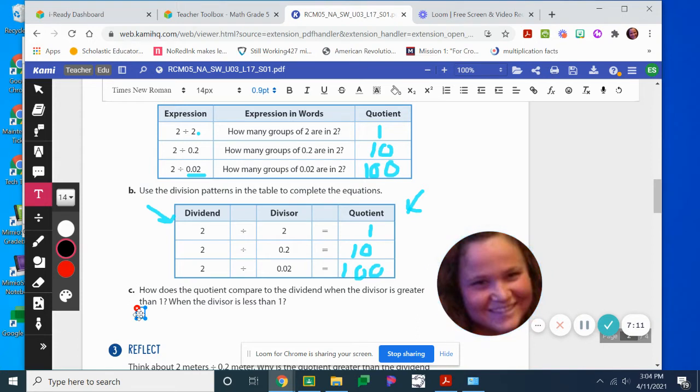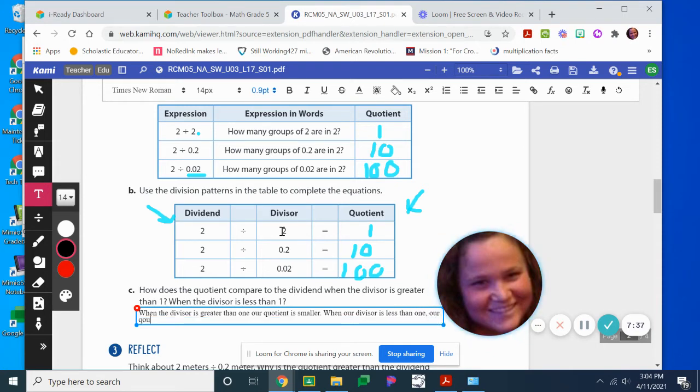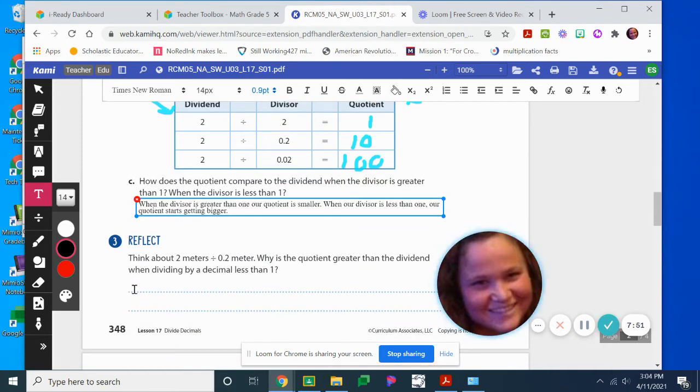So we're going to write: when the divisor, this number, is greater than 1, our quotient is smaller. When our divisor is less than 1, our quotient starts getting bigger. Not better, bigger. All right. And it says reflect.